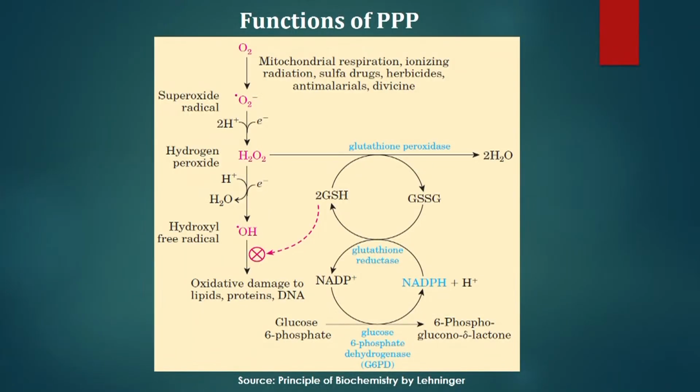But when the pentose phosphate pathway takes place, which actually produces the NADPH, and NADPH is known to be involved in the formation of the reduced form of the glutathione, and that glutathione is known to be involved in the prevention of the hydrogen peroxide and hydroxyl free radicals, which ultimately kill the cell by damaging the protein, DNA as well as lipid content.